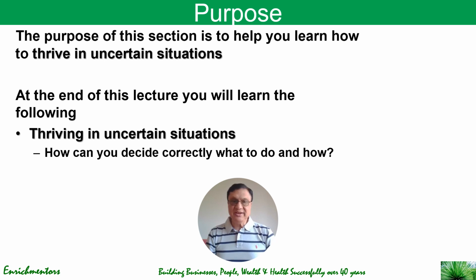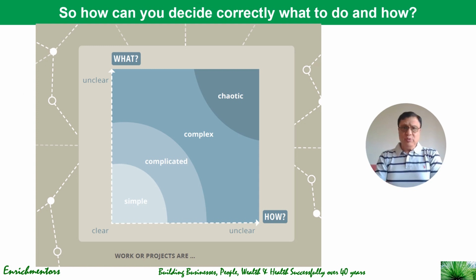So the key thing in thriving in uncertain situations is to make the right decision. So the question for you and me is how can you decide correctly on what to do and how? So these are the two things: what to do, and how. Can you decide correctly on both? So what do you think? How can you decide correctly what to do and how? Any thoughts?